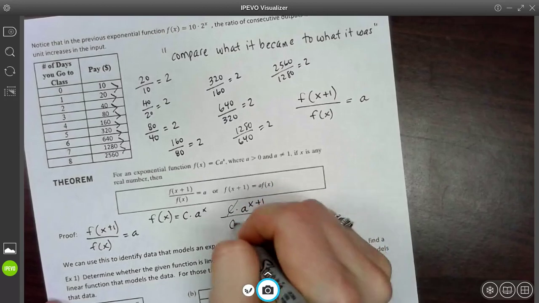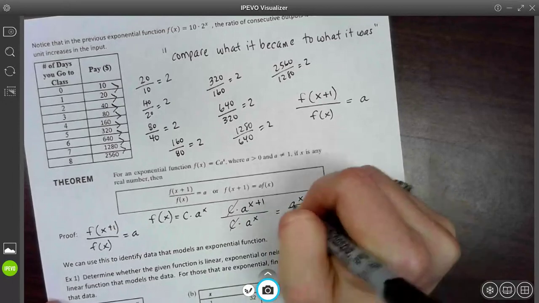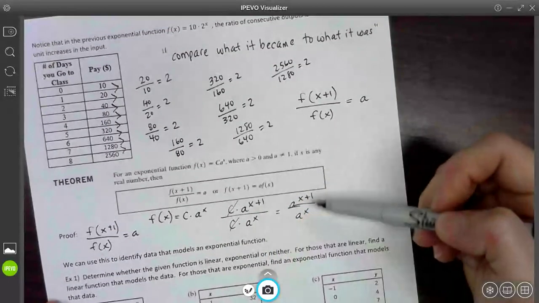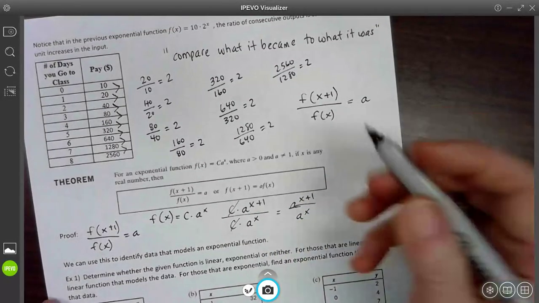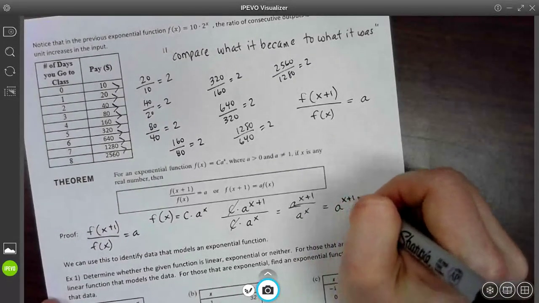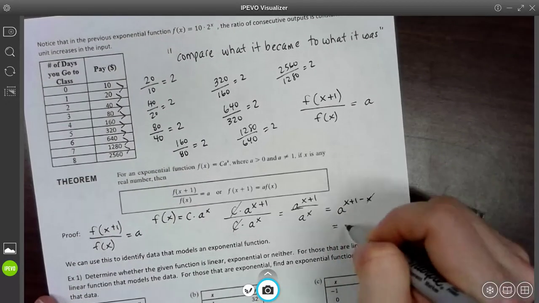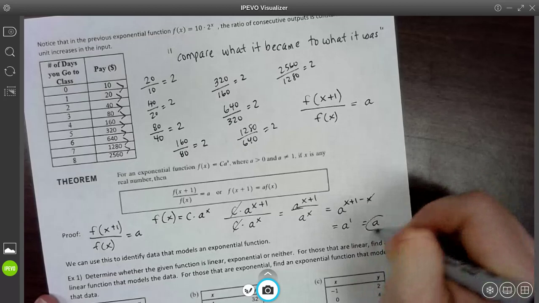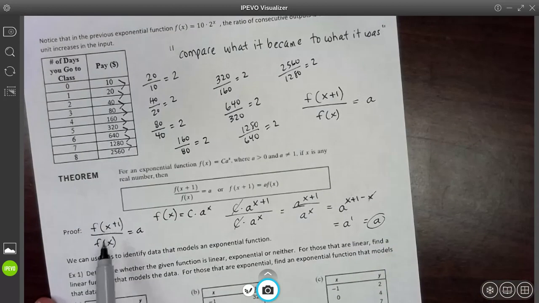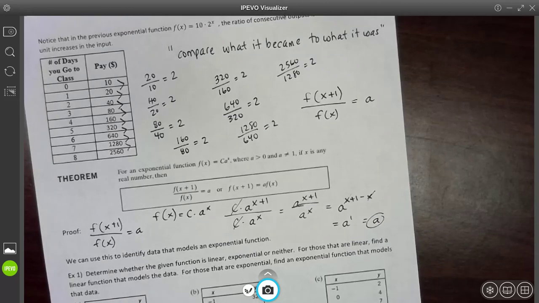My c's divide out. I am left with a to the x plus 1 over a to the x. What do I do with my exponents in a division problem? I subtract them. So I would take the big exponent, x plus 1, and I would subtract x. And then my x's cancel. I'm left with a to the first, which is a. So f of x plus 1 over f of x will always equal a. So that's going to be our saving grace.